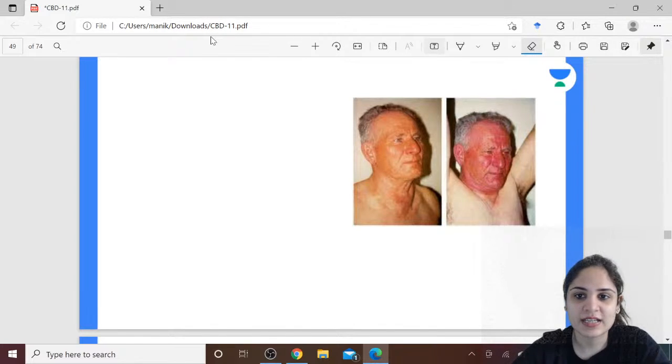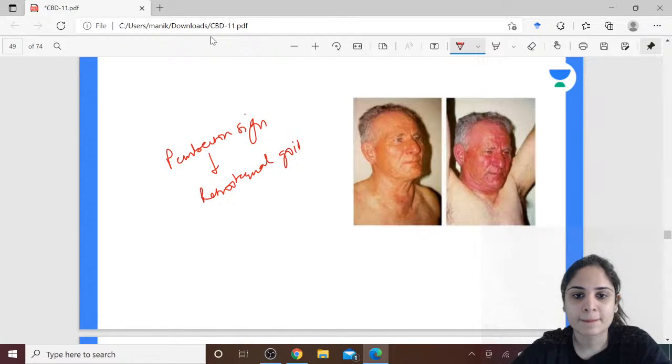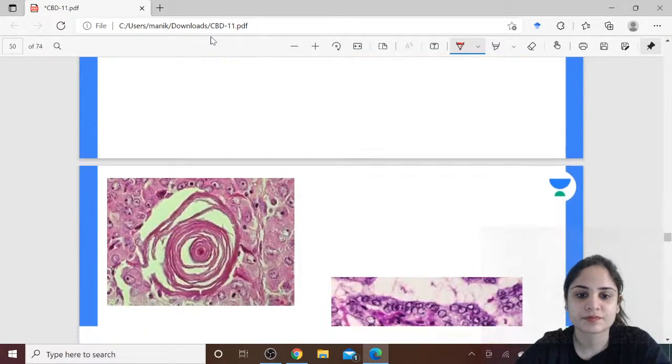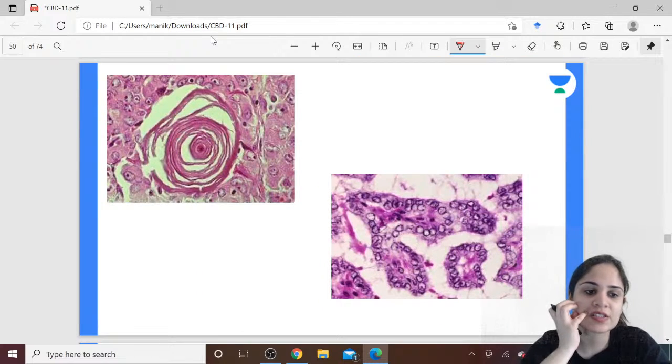Yes, so this is called Pemberton sign. Pemberton sign is seen in which condition? It is seen in case of retrosternal goiter. Okay. Identify the condition.